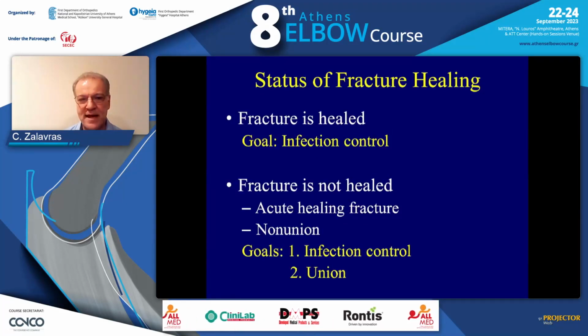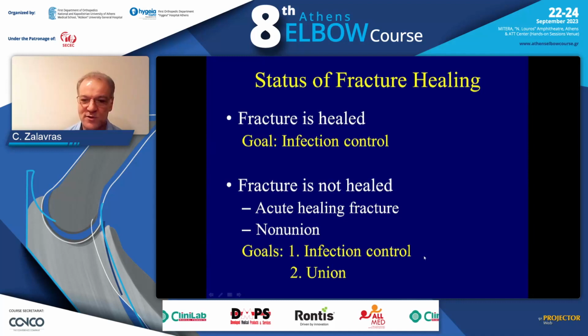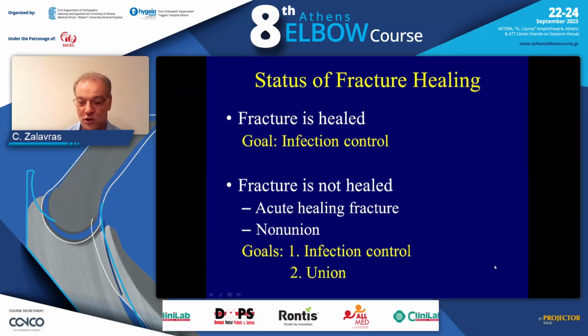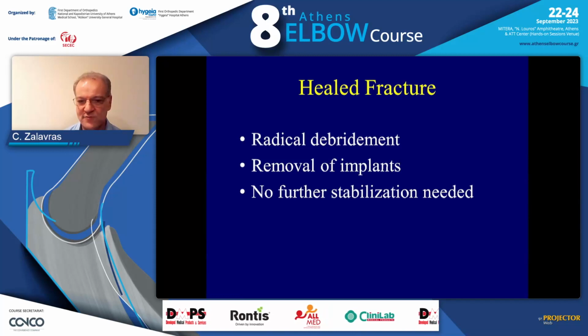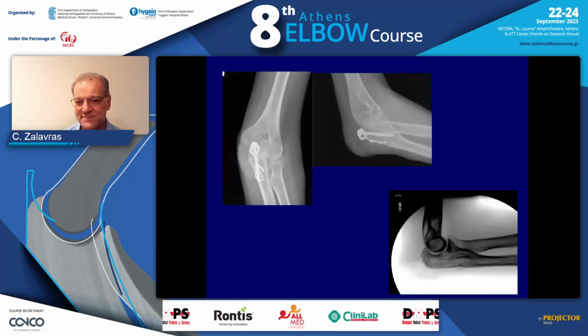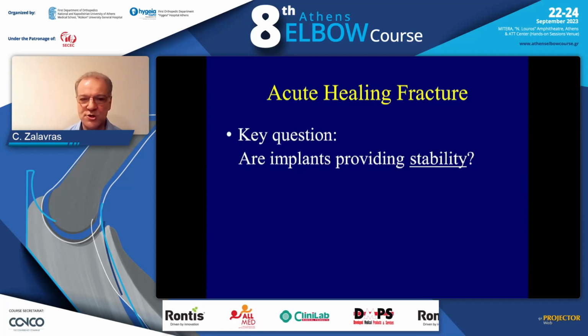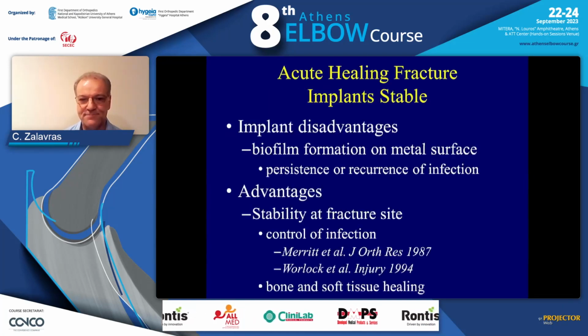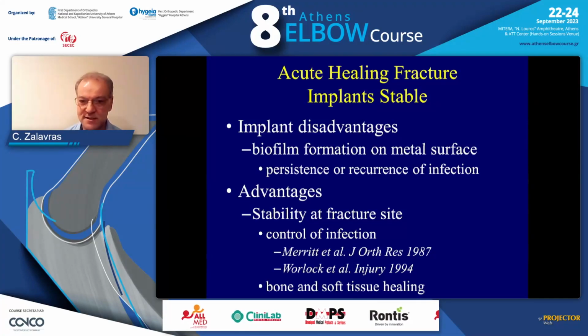And now, if the fracture is healed, our goal is infection control. However, if we have an acute fracture or a non-union, then we need to achieve both infection control and union. So obviously, this is a lot harder. If the fracture is healed, then debridement, removal of implants, we don't need further stabilization. So this is a much simpler situation with a very good outcome. If we have an acute healing fracture, now the key question is whether the implants are providing stability. If we maintain the implants, then we may have persistence or recurrence of infection.